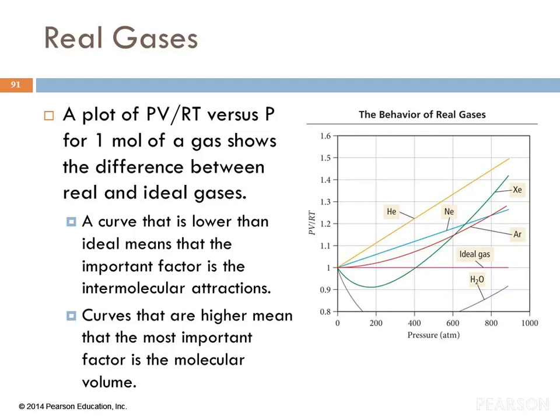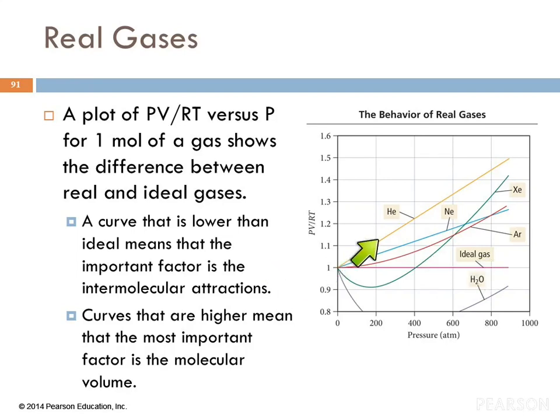If we plot PV over RT, what does PV over RT equal? Well, yeah, the number of moles. So PV over RT versus pressure for 1 mole of a gas. For an ideal gas, we would expect that n from the ideal gas law would be the same. It'd be 1 all the way across. So this tells us what an ideal gas would look like in this graph.